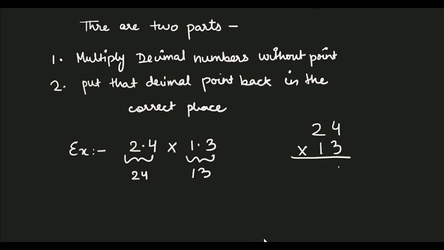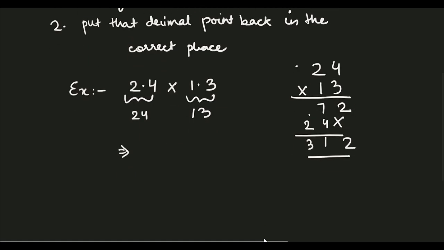So you can multiply: 1 times 4 is 4 and 1 times 2 is 2. So when we multiply 24 and 13, we got 312 as my result. So what is my next step? My next step is we have to put the decimal point back in the correct place. As you can see, we've got two numbers which we multiplied and we got 312 as the answer.